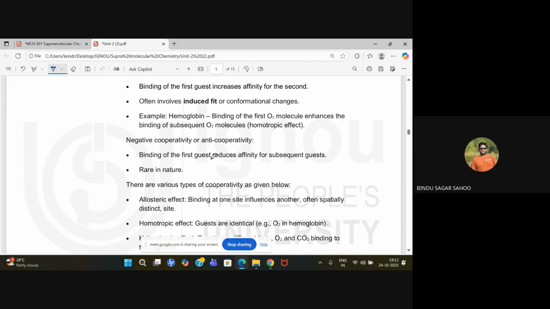So binding of the first oxygen molecule favors the binding of the second, and the second favors binding of the third, just like that. You can remember from your bioinorganic chemistry the cooperative effect in hemoglobin, where K1 will be greater than K2, which will be greater than K3, which will be greater than K4. You can remember from your BSc notes or BSc material.